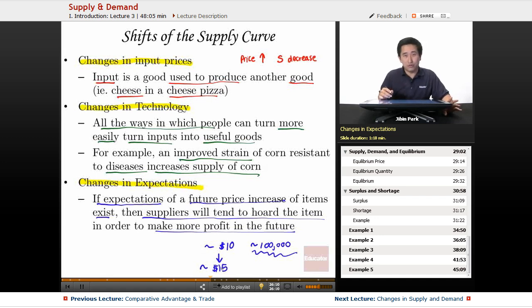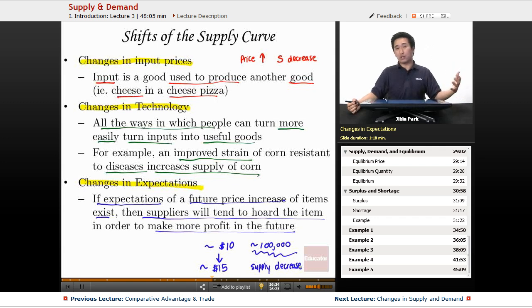And what's going to happen to your individual decision in order to sell that particular product? Well, the supply is going to decrease. You're going to tend to hoard it, right? You know the price is going to increase, so you're going to decrease the supply. It's almost like a self-fulfilling prophecy because you know that the price is going to increase, so you want to restrict that supply right now to try to sell it more in the future.